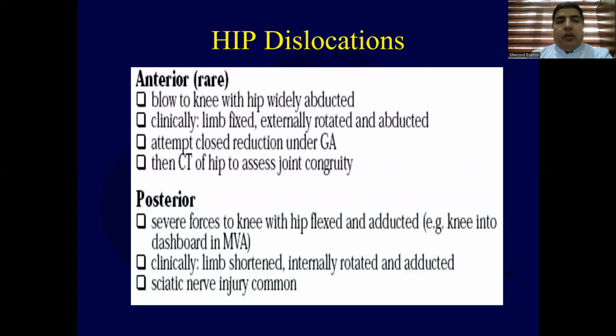Hip dislocations. Anterior: blow to knee with hip widely abducted, clinically limb fixed, extremely rotated and abducted, attempt closed reduction and then CT of hip to assess joint congruity. Posterior: severe force to knee with hip flexed and adducted. Clinically limb shortened, internally rotated and adducted. Sciatic nerve injury common.